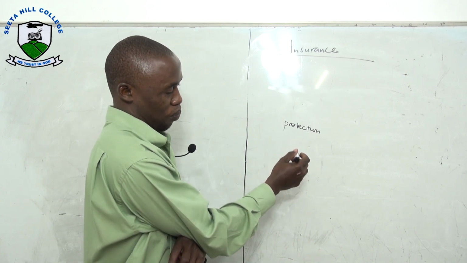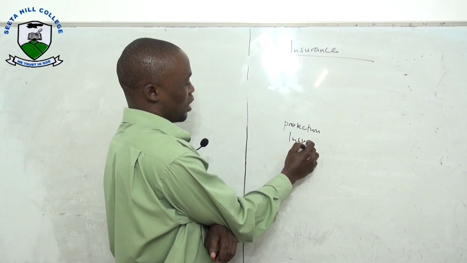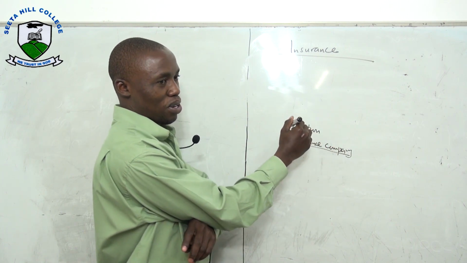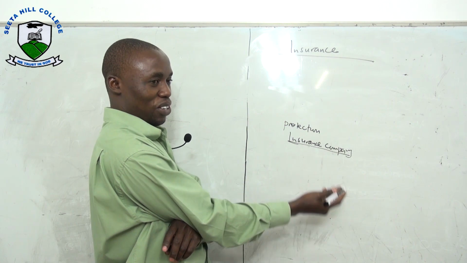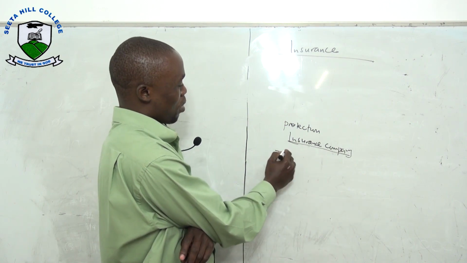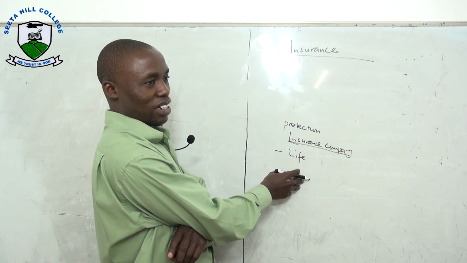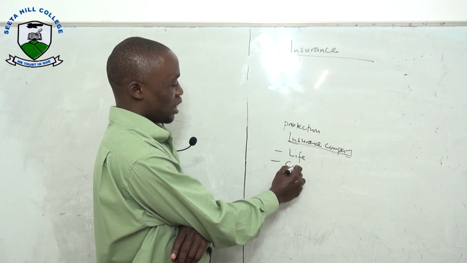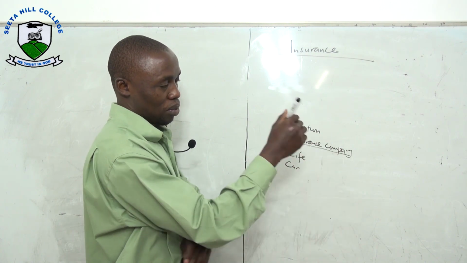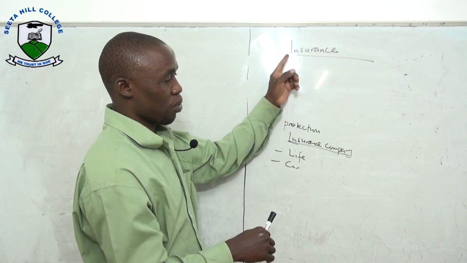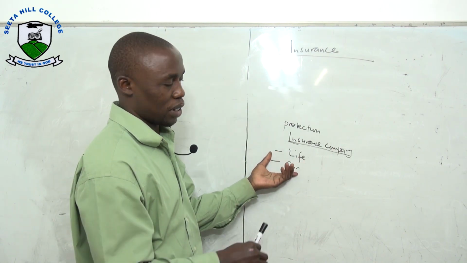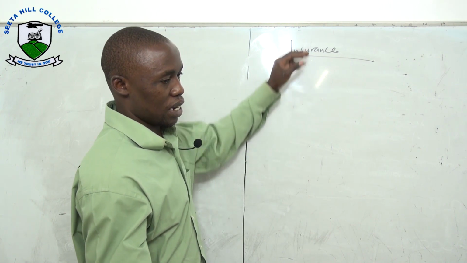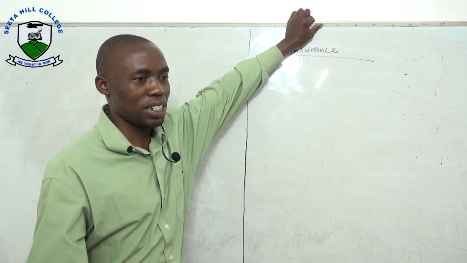Now, where do you go? You go to what we call an insurance company. What do they really do? They give you an insurance. They tell you that if you die, we shall give some money to your people. If your car gets an accident, we shall pay it back. An insurance is simply a protection against some risks, and normally it is done by an insurance company.